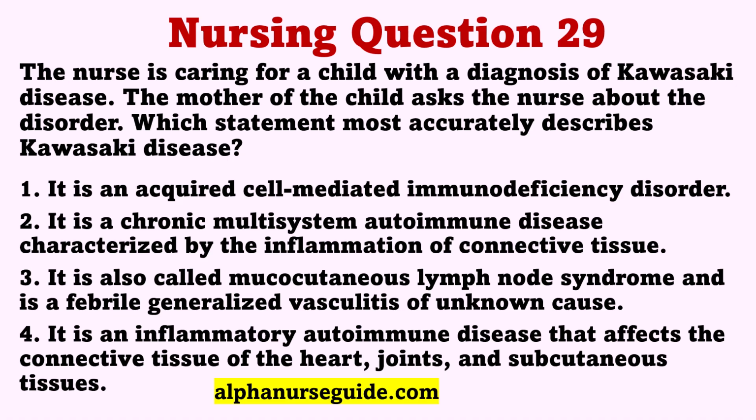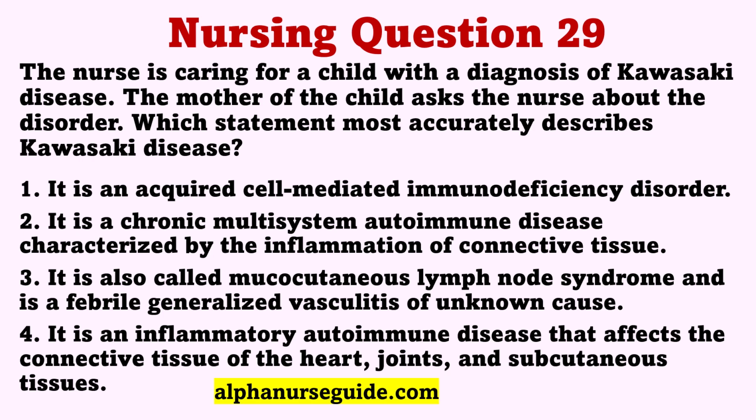The nurse is caring for a child with a diagnosis of Kawasaki disease. The mother of the child asks the nurse about the disorder. Which statement most accurately describes Kawasaki disease? 1. It is an acquired cell-mediated immunodeficiency disorder. 2. It is a chronic multisystem autoimmune disease characterized by the inflammation of connective tissue. 3. It is also called mucocutaneous lymph node syndrome and is a febrile generalized vasculitis of unknown cause. 4. It is an inflammatory autoimmune disease that affects the connective tissue of the heart, joints, and subcutaneous tissues. The correct answer is 3.